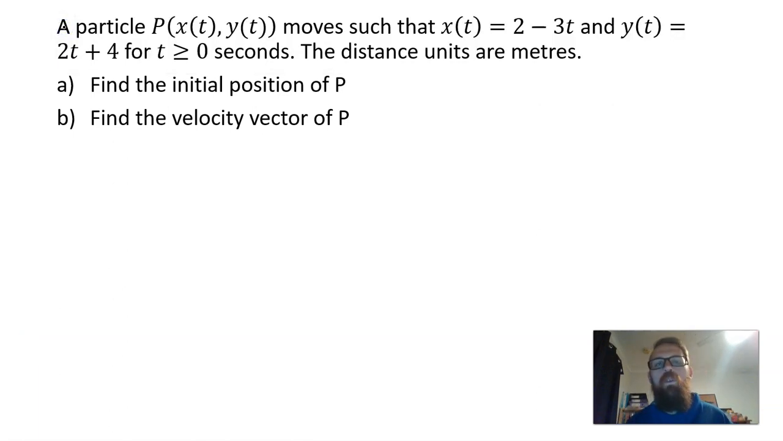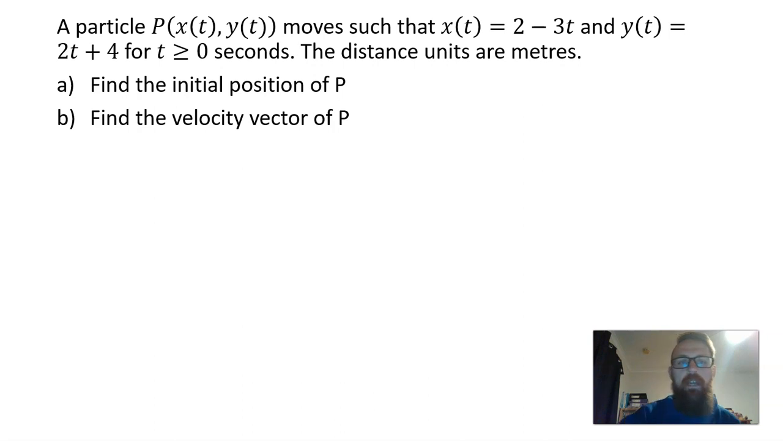So we've got a particle, it's parametric, you can see represented here. The x and the y are both changing in terms of t, and it moves with these parametric equations. So x of t equals 2 minus 3t and y of t equals 2t plus 4. It's all for t greater than or equal to 0 seconds, and the distance is in meters. All right, question 1, find the initial position.